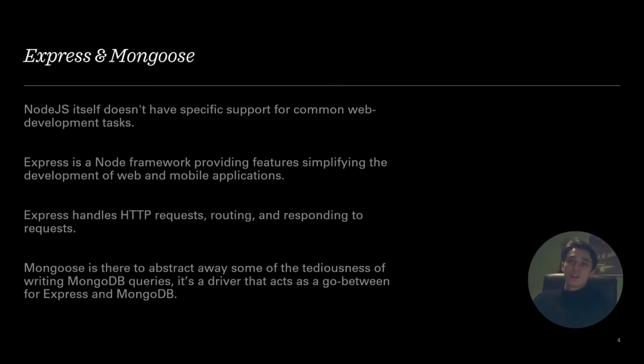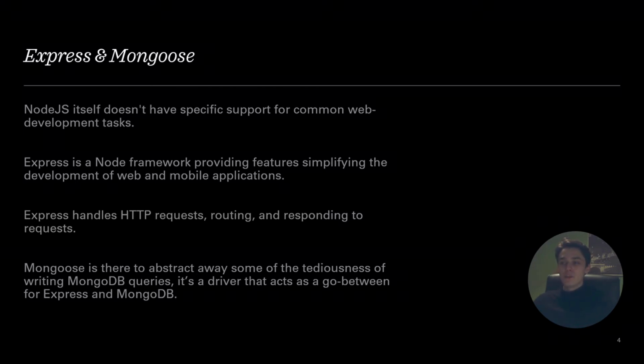And Express, where does Express and Mongoose come in? Node.js itself is fairly bare bones for making APIs. It doesn't have any specific support for web dev tasks, even though it's commonly used for that. That's where Express comes in. It's a Node framework which provides the features simplifying the process and abstracting away some of the boilerplate that we don't want to have to write. It handles HTTP requests, routing, and it responds to requests.